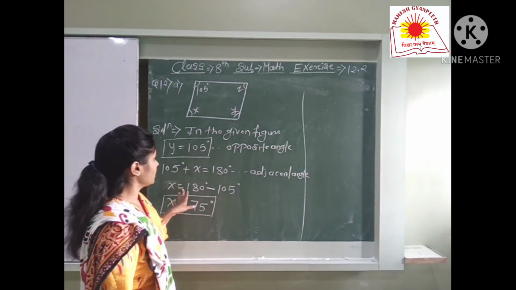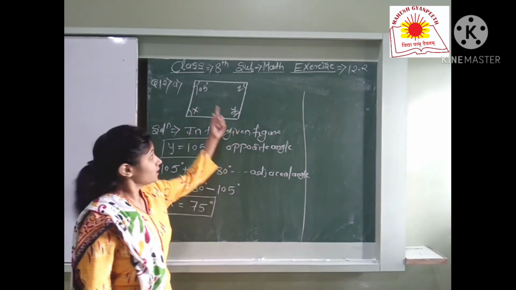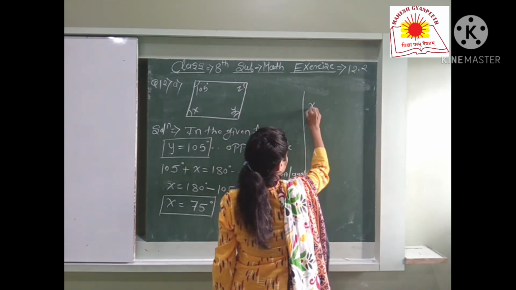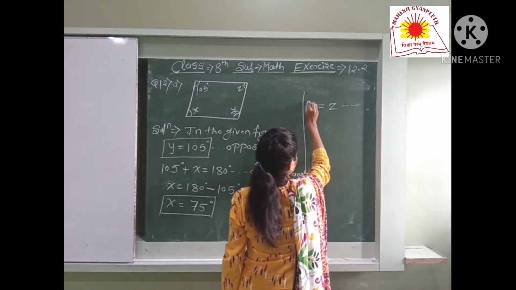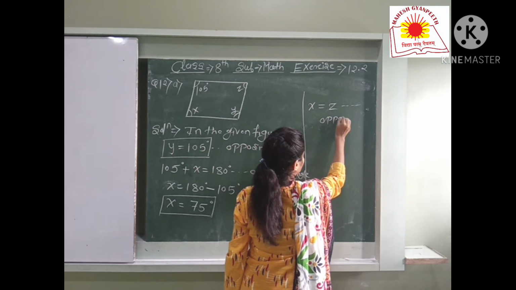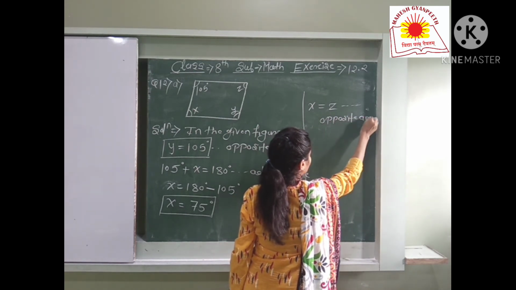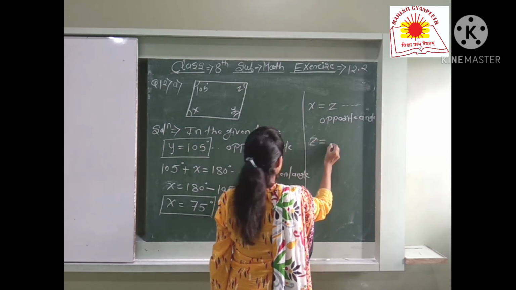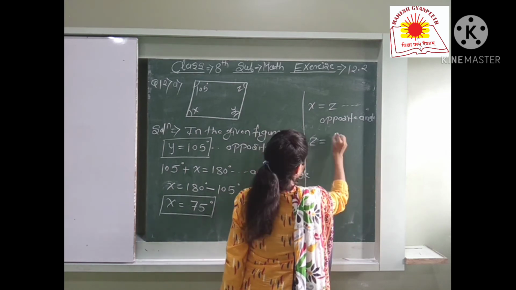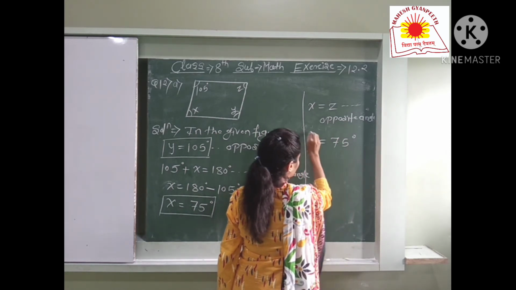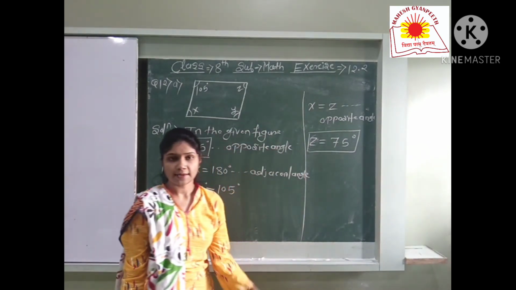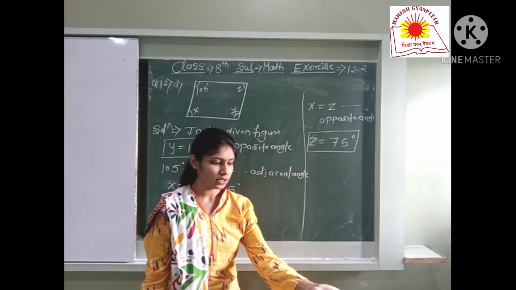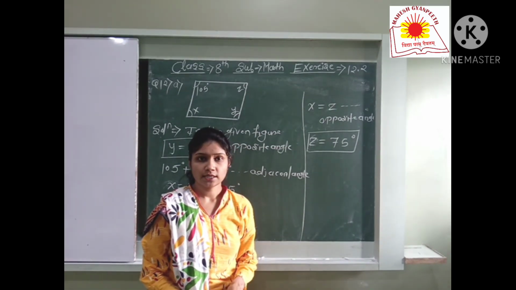That is the value of x, 75 degrees. Now the remaining one is z. x is the opposite angle of z, so x is equal to z, because of opposite angles. The value of x is 75, so z is also 75 degrees. This is the way we have to solve the remaining questions B, C, D. Try them, and if you do not understand, tell me.